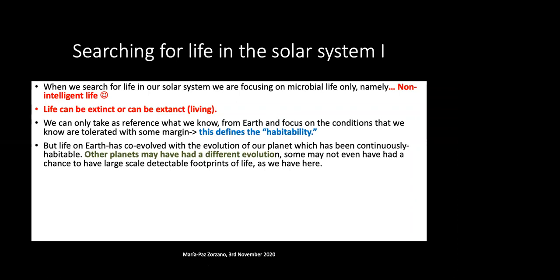One important remark, however, is that life as we know on Earth has co-evolved with our planet. Our planet has an evolving history. It has changed, for instance, dramatically the composition of the atmosphere. Originally, we did not have oxygen, and now we do have oxygen because of life. And not only do we have oxygen, but also ozone. And ozone is produced by the interaction of ultraviolet radiation with oxygen.